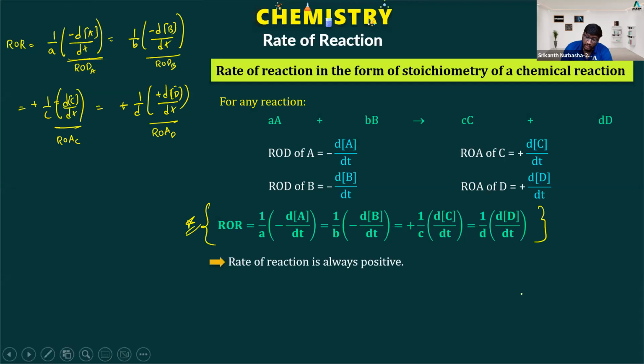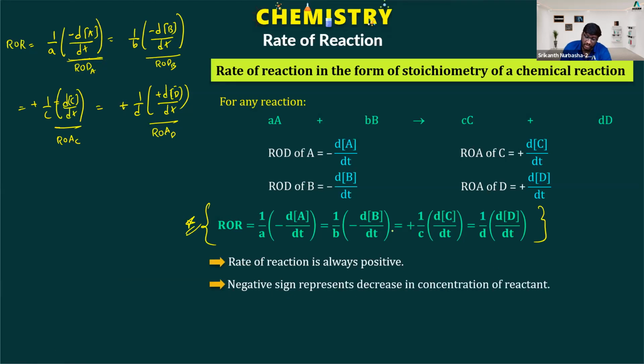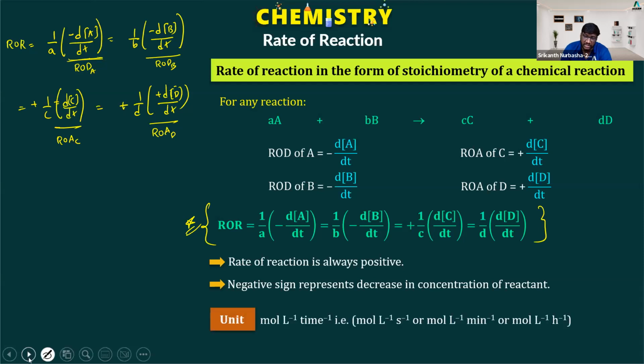Rate of reaction is always a positive quantity. Negative sign represents decrease in the concentration of reactant, whereas positive sign indicates increase in the concentration of product. Right, very good. Mole liter inverse time inverse, that is mole liter inverse second inverse, or mole liter inverse minute inverse, or mole liter inverse hour inverse, that is the unit of rate.